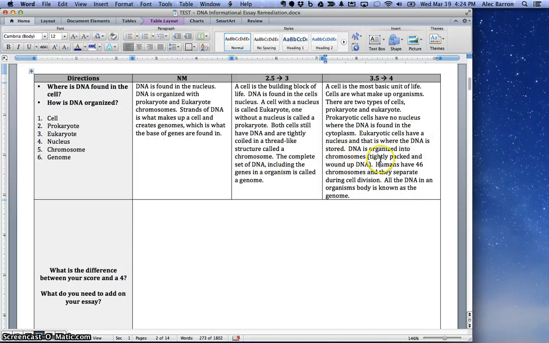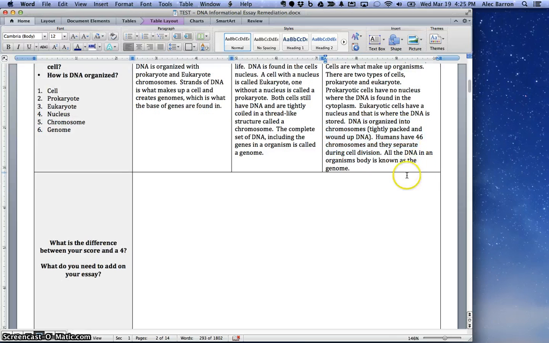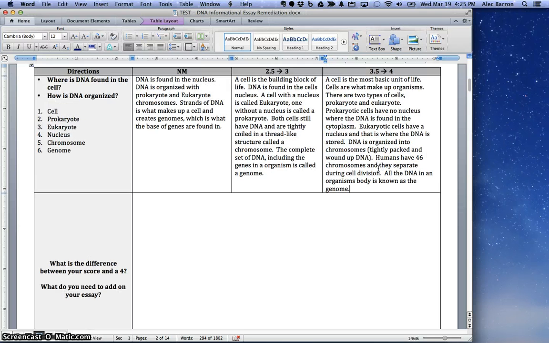DNA is organized into chromosomes, tightly packed and wound up DNA. Humans have 46 chromosomes, and they separate during cell division. So I see he understands that these chromosomes are involved with the cell division, but that was why he wasn't a 4 actually on this first one. All the DNA in an organism's body is known as a genome. So you can see the difference between them.